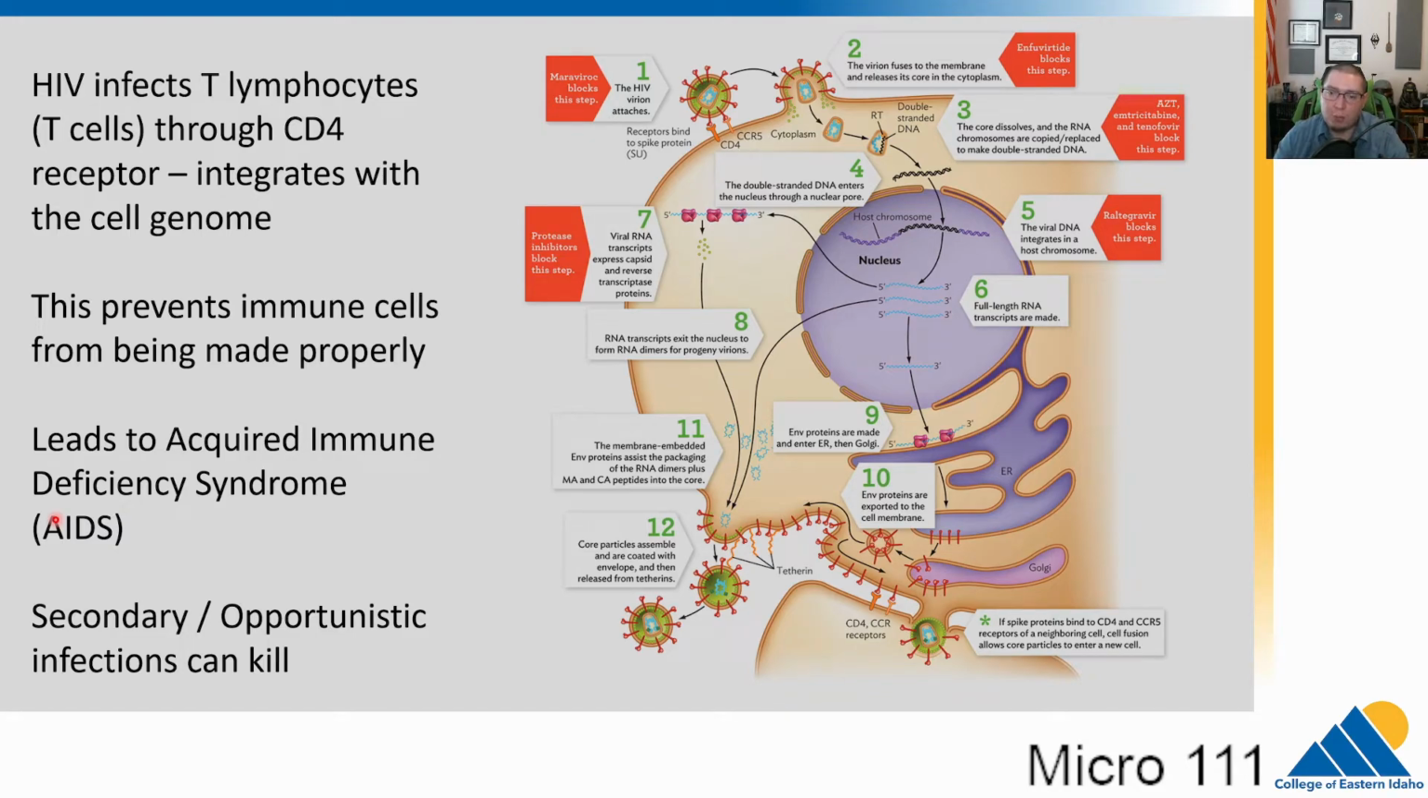AIDS opens patients up to secondary and opportunistic infections. So we talked about toxoplasma, the eukaryotic parasite. That can then infect these people, and their immune system is not able to respond to it. So it grows and grows out of control. The flu can be very deadly for them. All kinds of infections that normally are not deadly to a person with a healthy immune system can become deadly to an AIDS patient. Okay, we're going to watch the animation on this one. It'll explain it much better than I can.